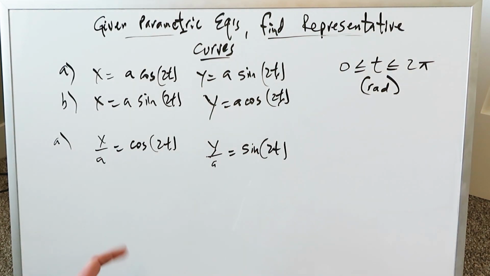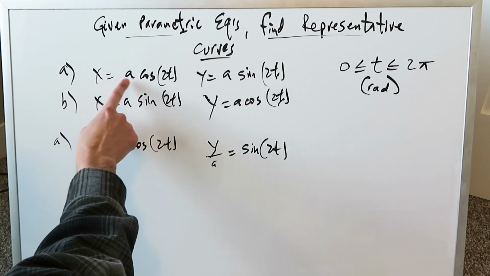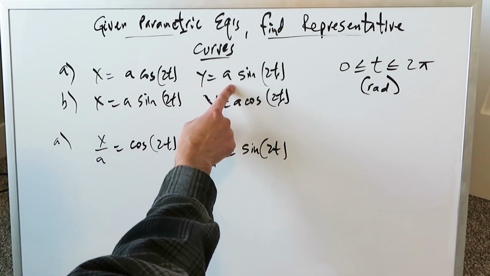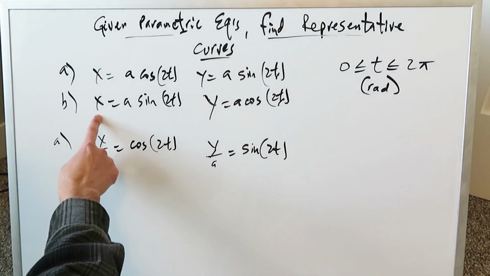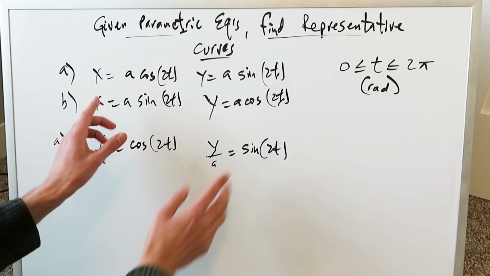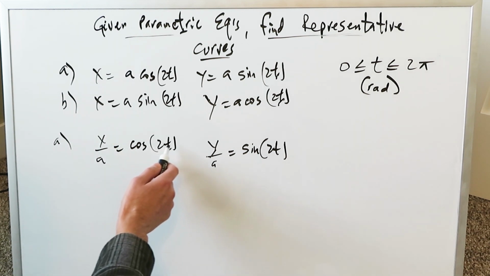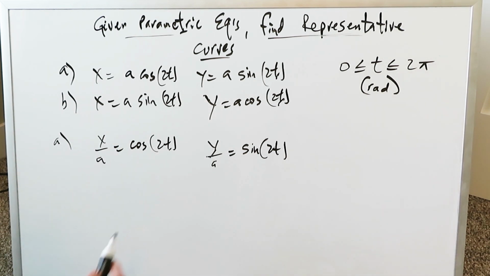And just before I get myself too far ahead, let me go again. Question A here is x is equal to a cosine 2t, y is equal to a sine 2t. Question B, x is equal to a sine 2t and y is equal to a cosine 2t. You can see that the trigonometric functions are switched in terms of x and y. Anyhow, back to a. X over a is equal to cosine 2t and y over a is equal to sine 2t.